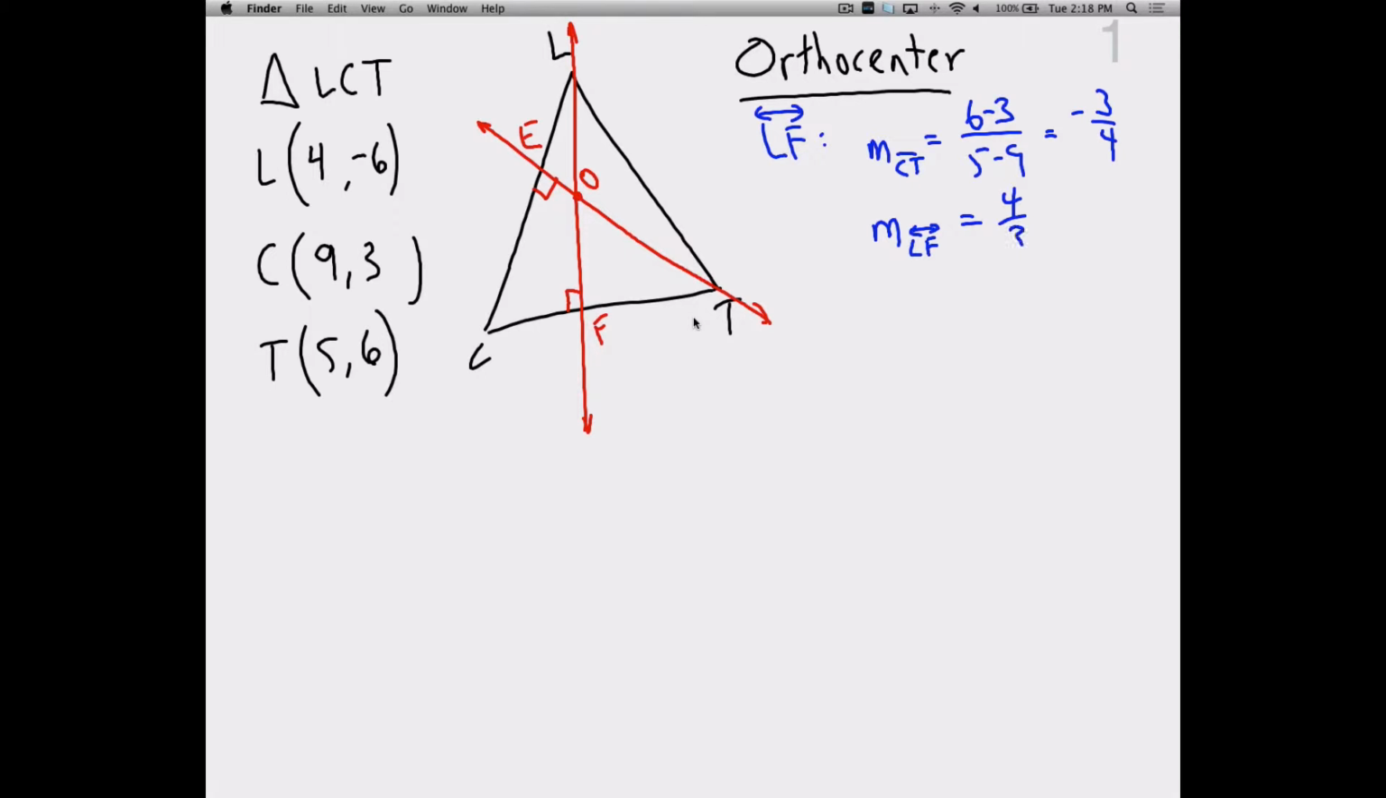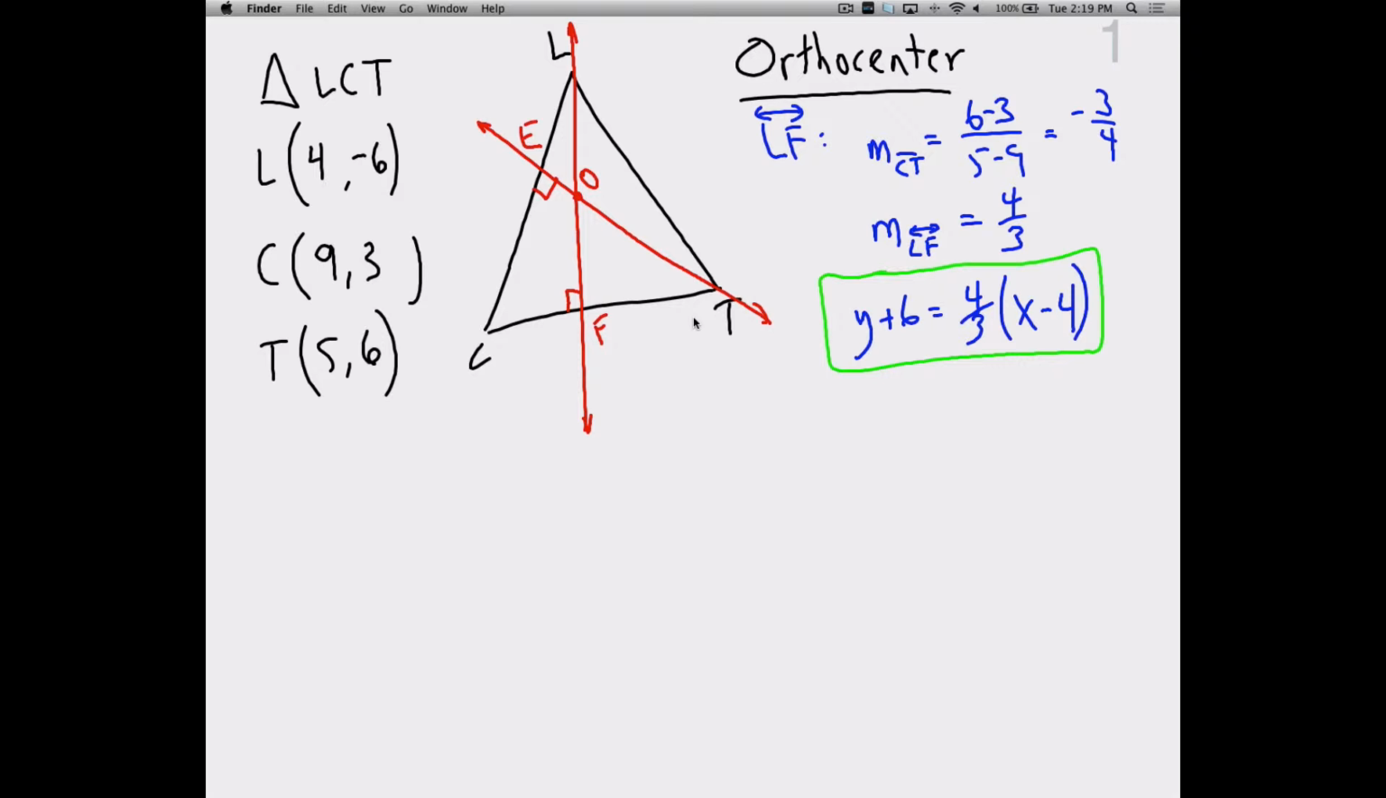4/3. Well done. We know a slope, 4/3. We know the point, L, so therefore we can create the equation of that line, this first red line. It would be y plus 6 is equal to 4/3 times the quantity x minus 4. That's important, so I'm going to put a green rectangle around it, because I'm going to need that later. Any problems with that process? There shouldn't be, because that's what you did yesterday.